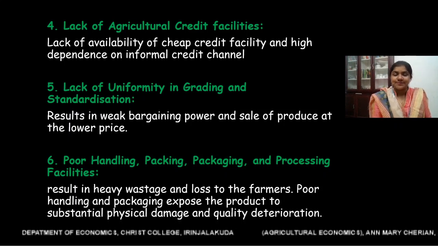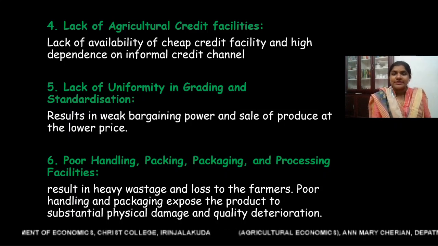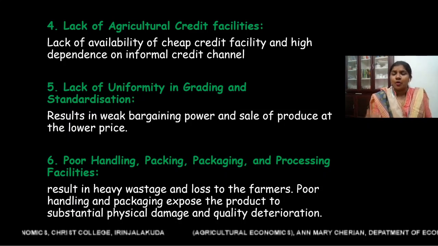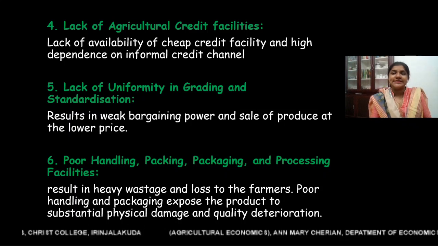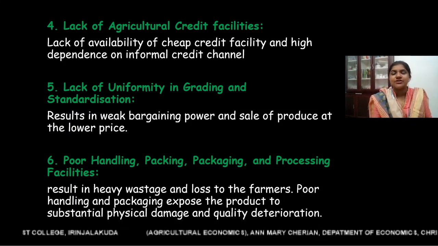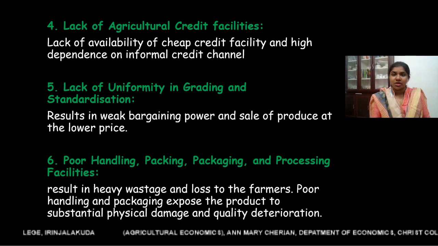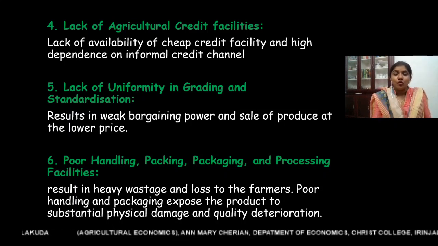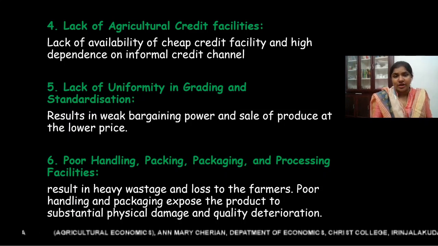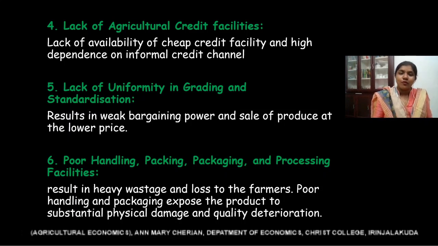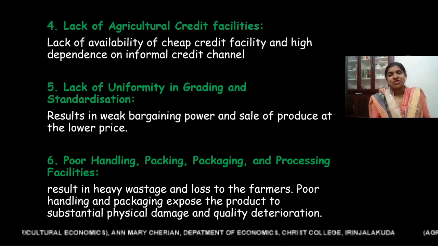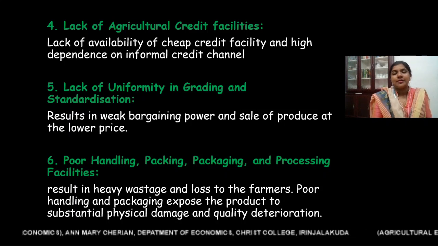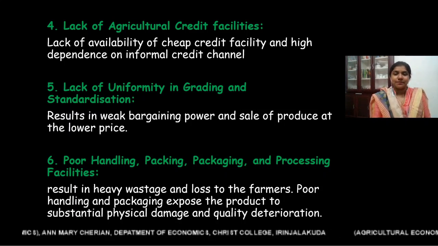Now moving on to the next point, lack of uniformity in grading and standardization. Lack of proper grading facilities and standardized measures for categorization of agricultural produce weakens the bargaining power of farmers, and they are forced to sell their products at very low prices. So, lack of uniformity in grading and standardization is yet another important issue faced by the agricultural marketing system in India.